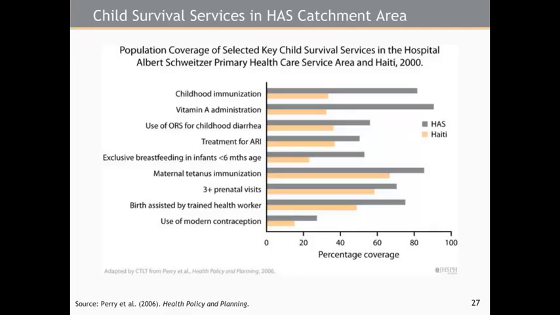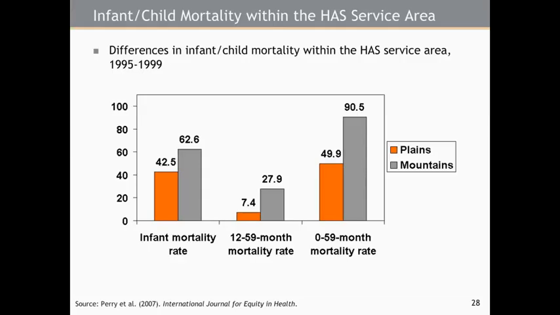Here you see on the next graph a comparison of the coverage of key child survival interventions in the Hospital Albert Schweitzer area compared to those that were measured for the country as a whole. And these changes in coverage represent some of the reasons for why this mortality impact was achieved at the Hospital Albert Schweitzer. One of the interesting things that we found when I was involved in this work is that there were some prominent disparities of mortality within the Hospital Albert Schweitzer service area.